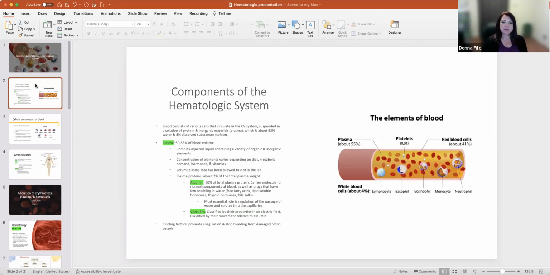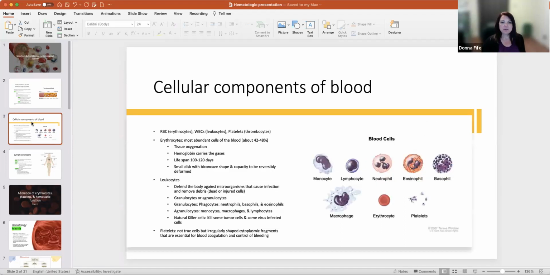Globulins are classified by their protein properties in an electric field, by their movement relative to albumin. Clotting factors promote coagulation and stop bleeding from damaged blood vessels. Now the cellular components of blood: we have RBCs, also called erythrocytes, WBCs or leukocytes, and platelets or thrombocytes.